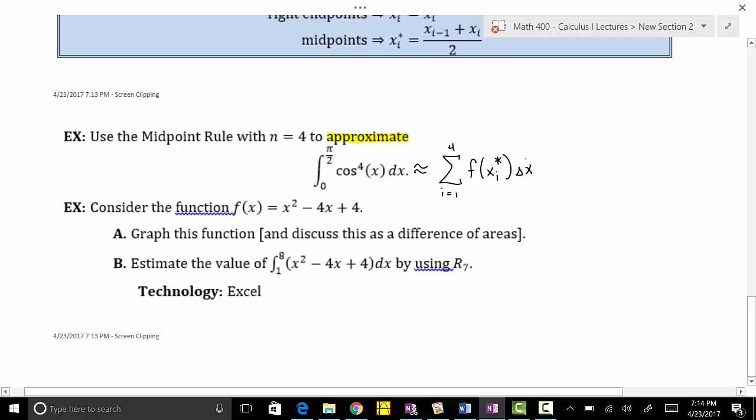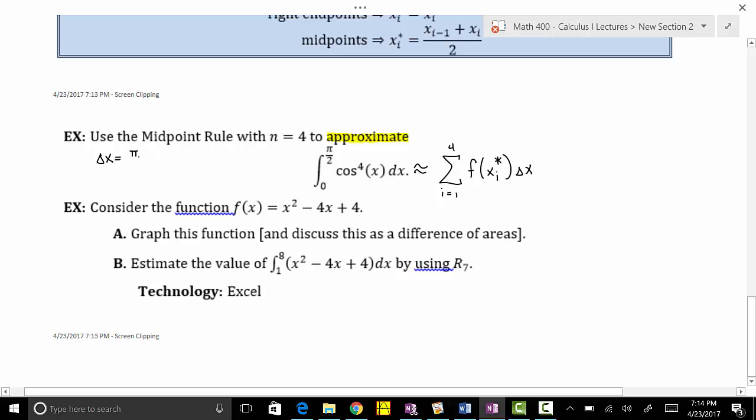Again, this integral is equal to the limit as that upper value goes to infinity, but because we're not letting that go to infinity, I'm not going to be able to get the exact value. I'm only going to get an approximation here. Let's go ahead and compute what delta x is. Again, you get sick of this, but it is something we have to remember.